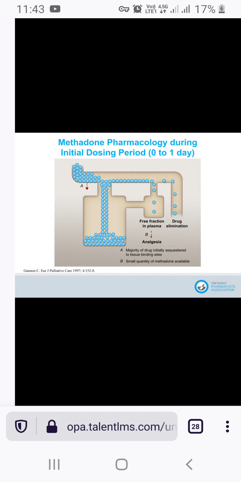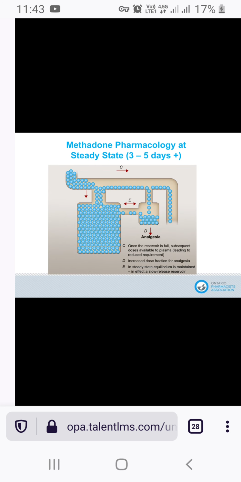But then on the next slide, after a few days, when those tissue binding sites are saturated, more methadone goes from there into the free fraction in plasma. And that can lead to some toxicity if we've escalated them just a little too quickly before we know just how long it's taking them to get to steady state. Feel free to show these pictures to patients. It sometimes settles them down if they're upset about why they're not being elevated quickly enough.